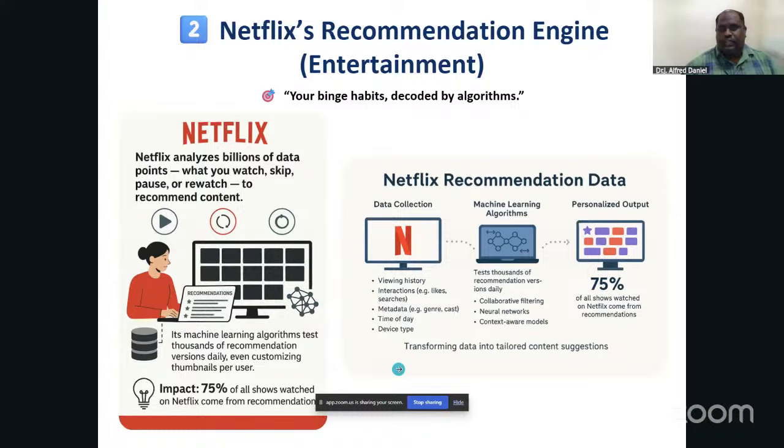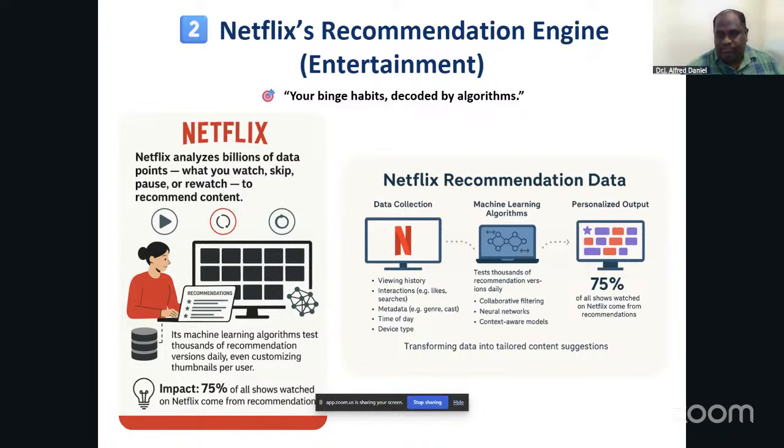First, the data collection. It has a complete view of our history and the complete details of our interactions: what we like, what we search. It also has metadata, such as what genre we watch, the cast, a predominant actor or predominant technician we watch, the time of day we watch, and the device type. All this information Netflix has: viewing history, interactions like our likes and searches, metadata, time of day, and device type.